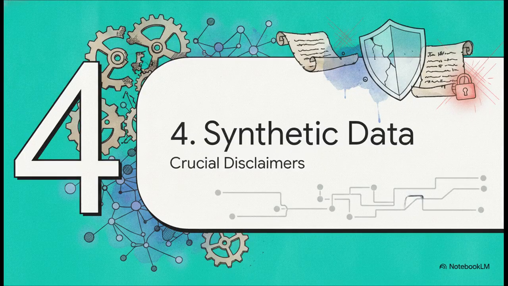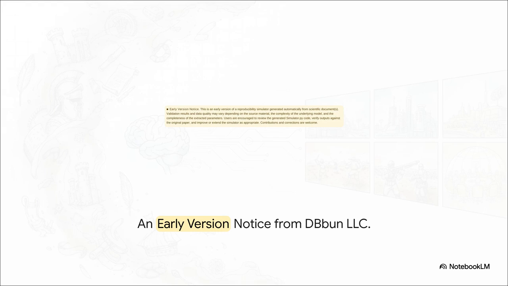Which brings us to Section 4, Synthetic Data and Disclaimers. Now, because this is an automatically generated early version simulator, we do need to throw in a quick, important caveat. While the AI ingested the source material to create the code, users are strongly encouraged to verify all the outputs against John Snow's actual original paper. It's a really powerful tool for exploration, but it still requires that human oversight.